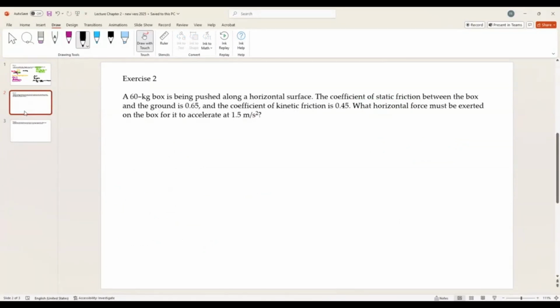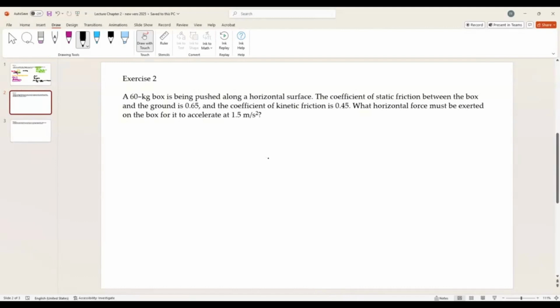The second exercise is a little bit different, because in this case there would be acceleration, right? So they say a 60 kilogram box is being pushed along the horizontal surface. The coefficient of static friction between the box and the ground is 0.65, and the coefficient of kinetic friction is 0.45. What horizontal force must be exerted on the box for it to accelerate at 1.5 meters per second squared?